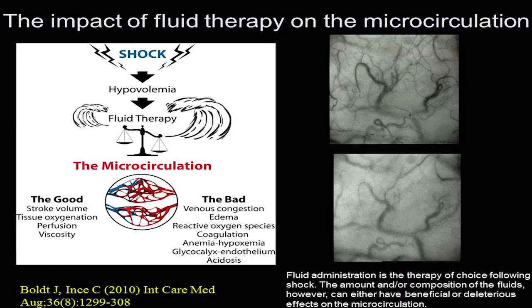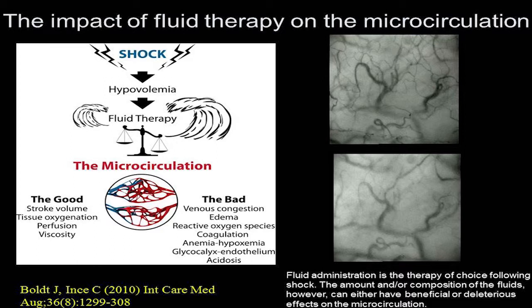So we all use fluid resuscitation to improve our circulation. And there are good aspects of fluid resuscitation. As we've heard, we can improve our preload and therefore stroke volume, and that will have a positive effect on tissue oxygenation. Also, it will change our viscosity, so therefore a better rheology and a better tissue perfusion. But there's a lot of bad things, especially if you give too much.